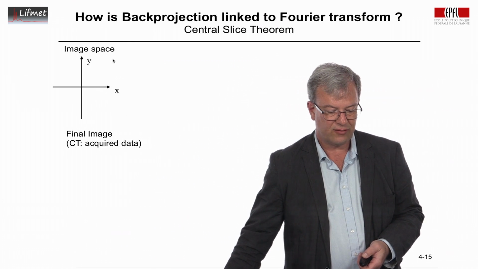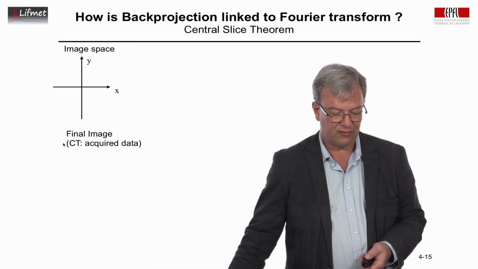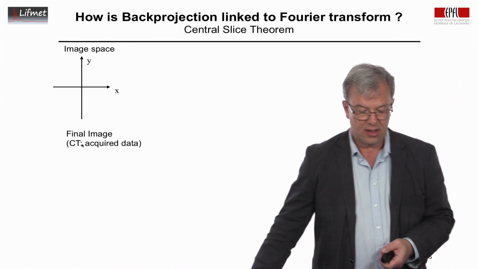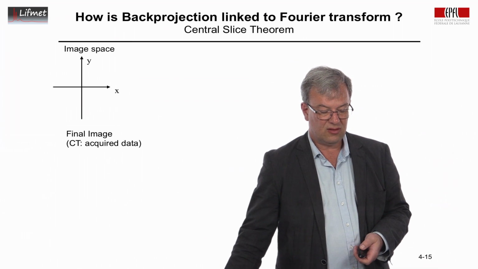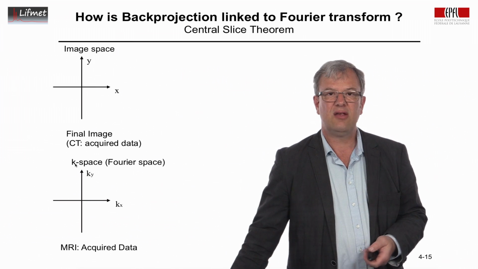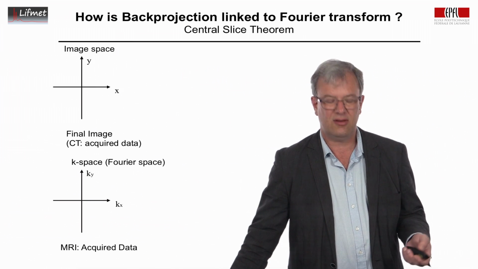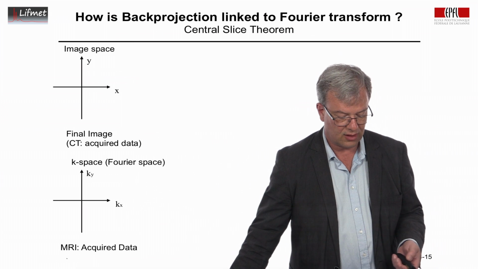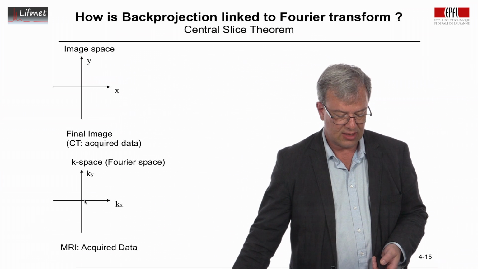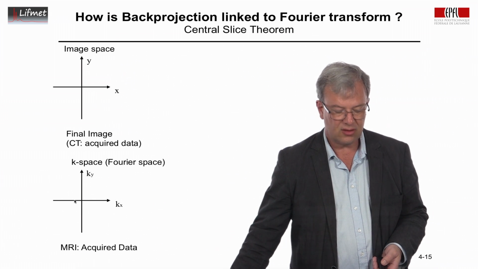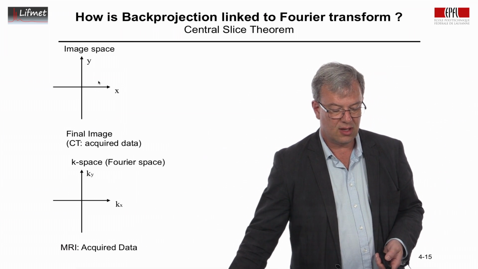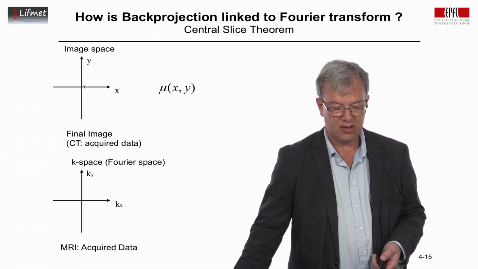We have the reconstruction of an image, so we have the image space and the final image. In CT, this is the acquired data. So this is the image space. Then in terms of Fourier language, we have the Fourier space or K-space or inverse space, or there are other terminologies. In MRI, it's used K-space. This is the acquired data in MRI, so this is the Fourier transform of the object, the Fourier space. That's what's being acquired. In CT, we're directly acquiring the image.